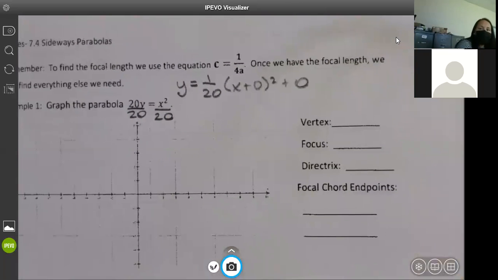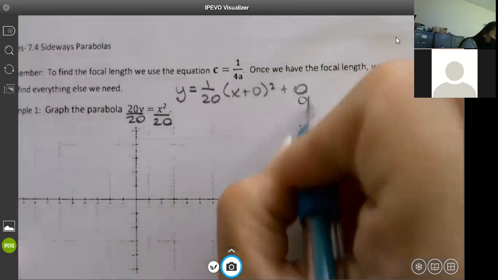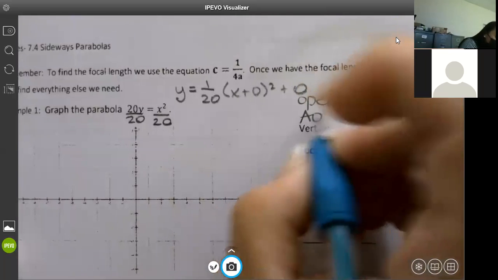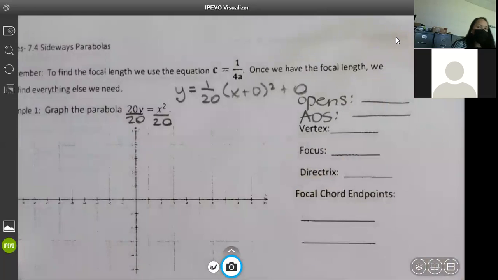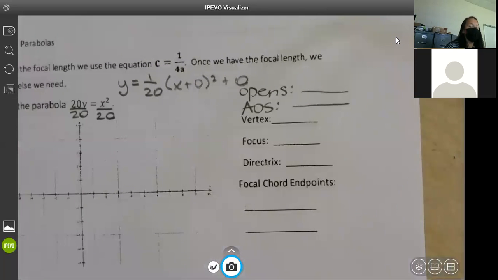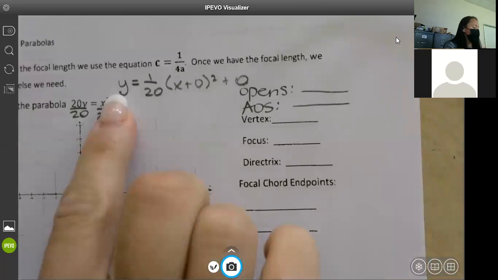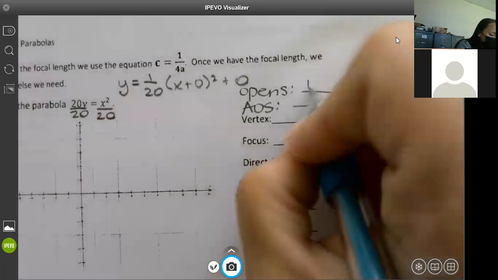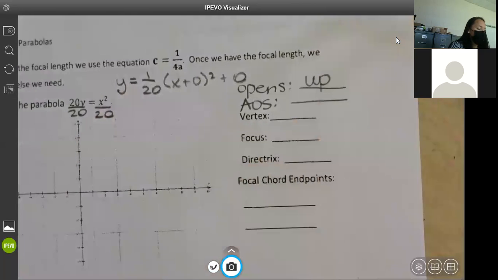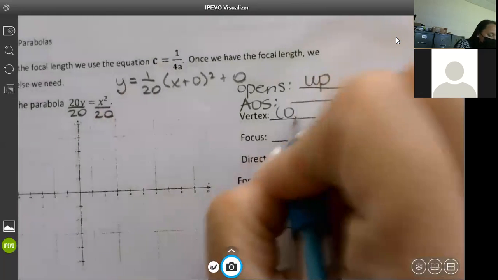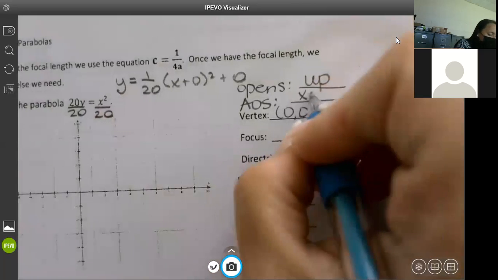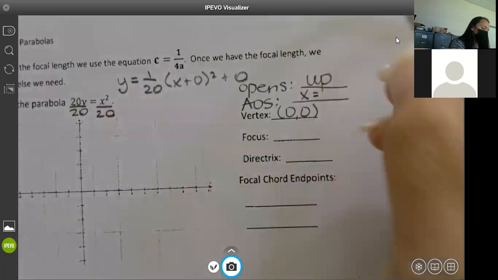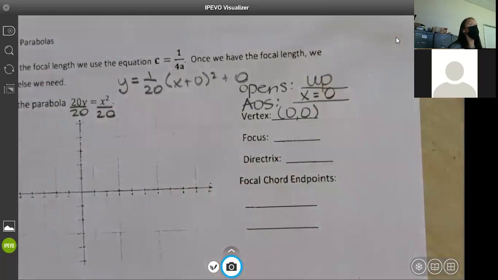This one does give you a line for the vertex, but we also need to know the way it opens, and then we're just going to review axis of symmetry. So because it's y equals, it either opens up or down. It's a positive 1 over 20, so it opens up. Your vertex for this one is 0, 0, which means your axis of symmetry is the opposite of the equation. So our equation is y equals, your axis of symmetry is going to be x equals, and whatever the x coordinate of the vertex is.